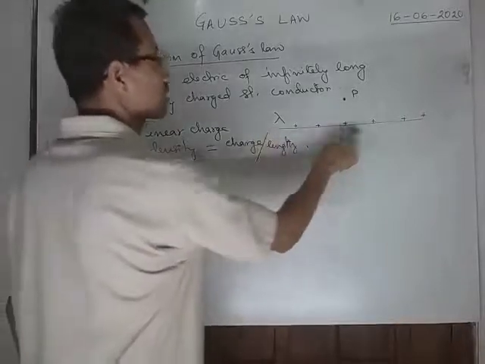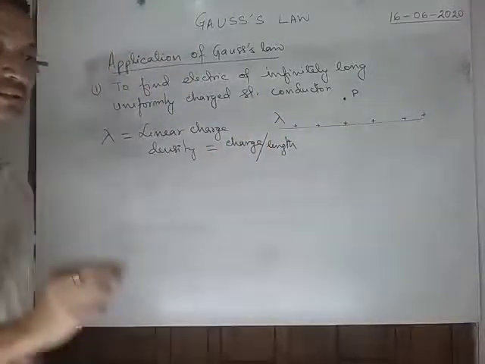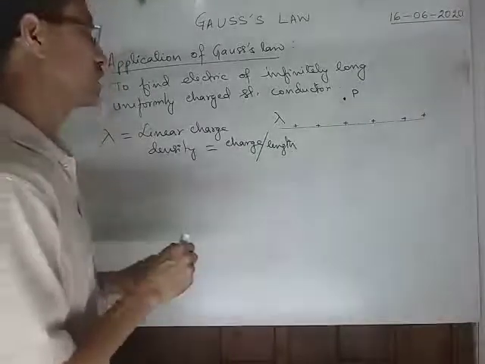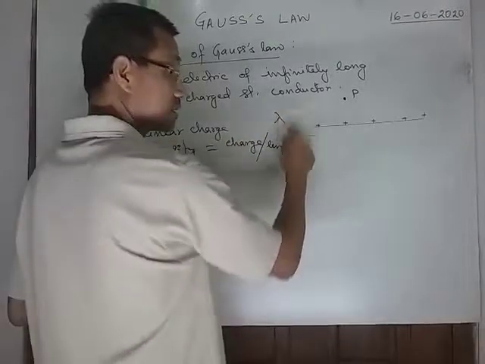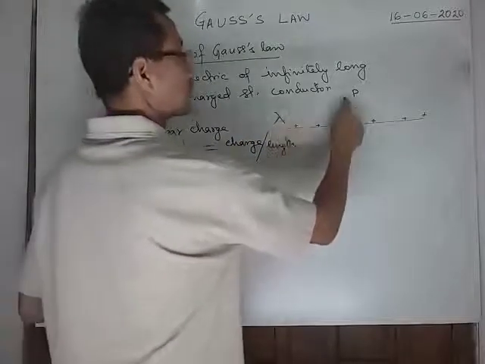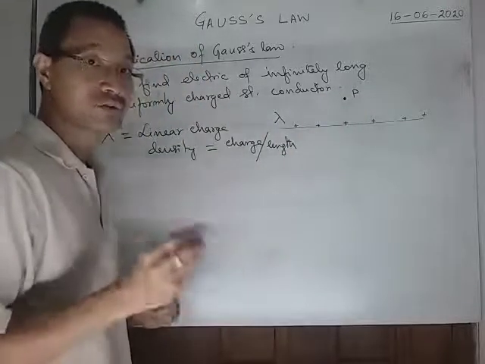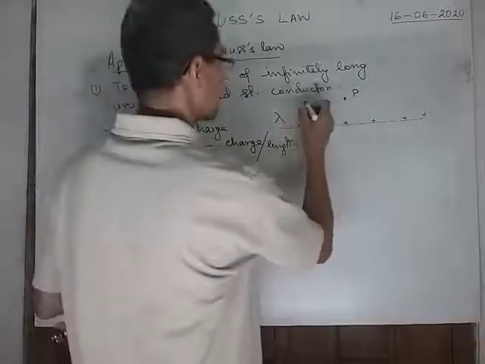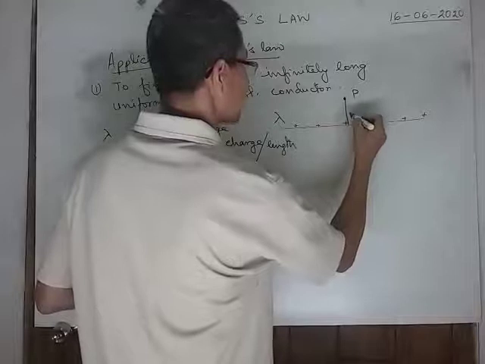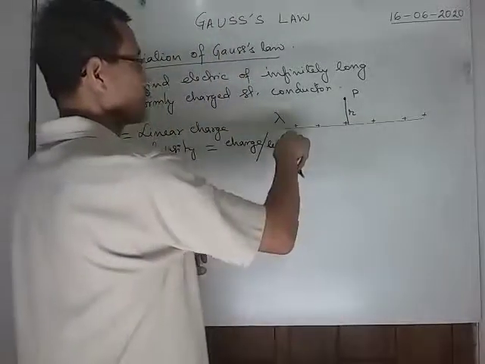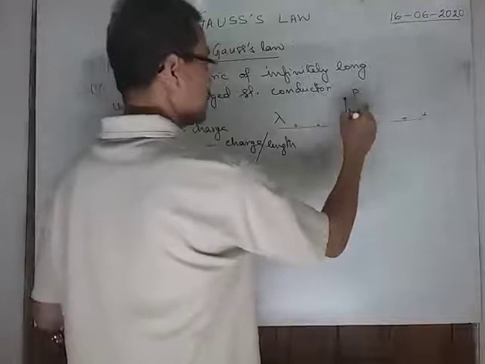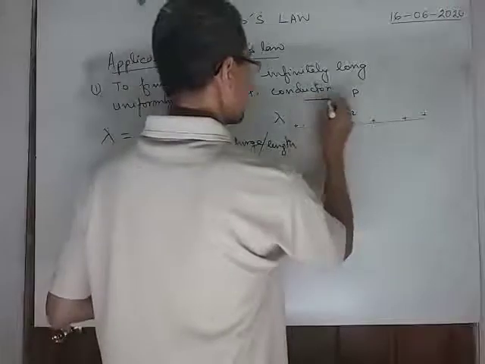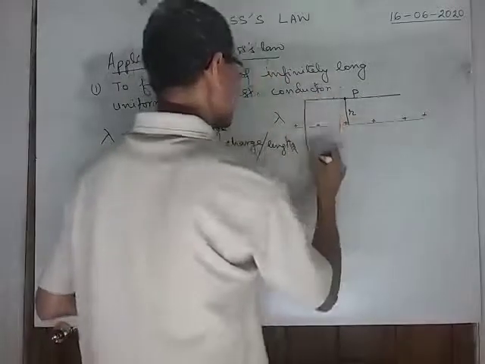As the charged conductor is in the form of a wire, it is just like a cylindrical form. So we need to develop a Gaussian cylindrical surface passing through this point of observation P, where we want to find out the electric field E. So let's draw a Gaussian cylinder at a distance R, which will be the radius of that cylinder. Let's draw the Gaussian cylinder like this.